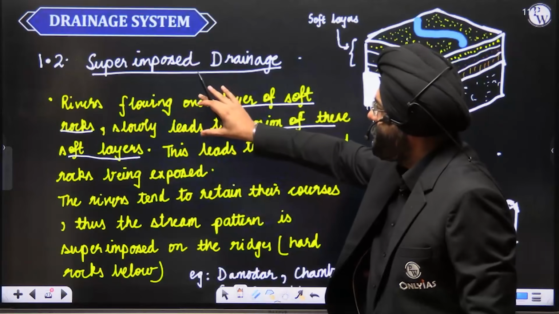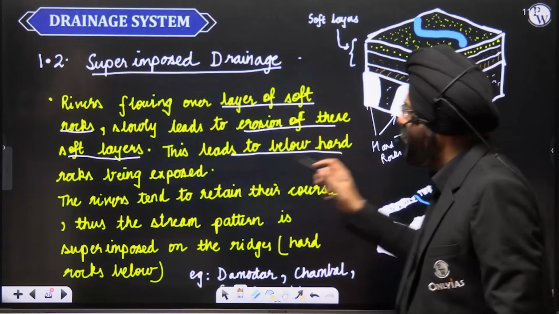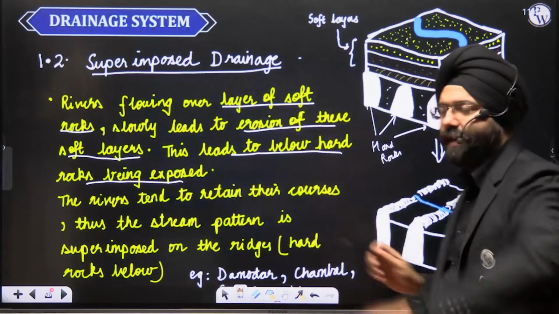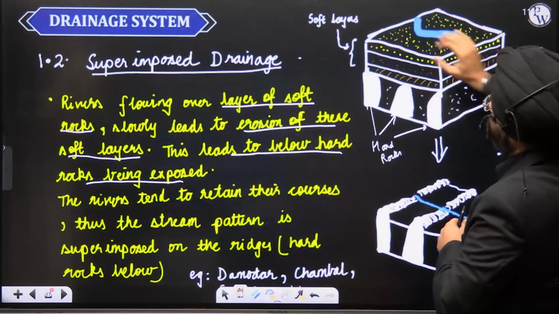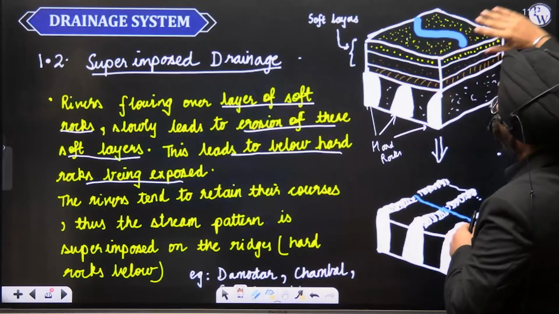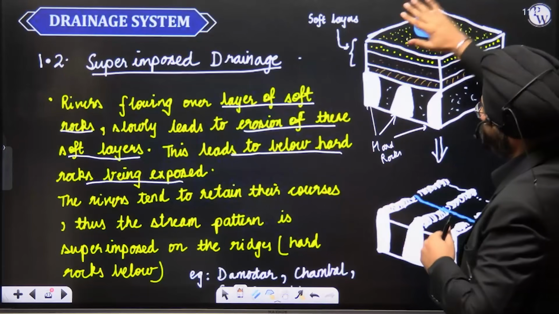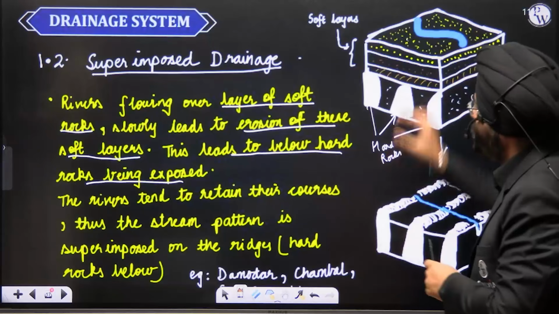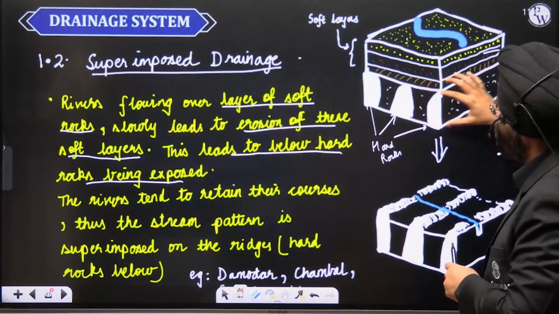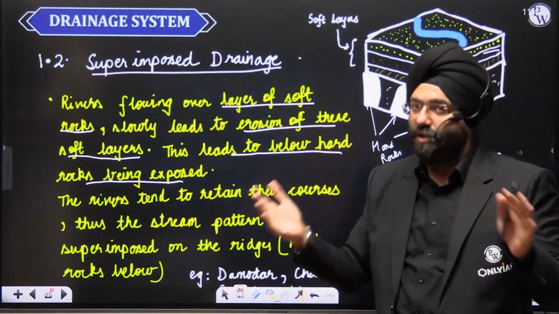So that means these soft layers will be eroded slowly. This leads to the hard rock below being exposed. Now understand something: due to erosion and the meandering activities, these layers are slowly eroded after, let us say, hundreds of years, whatever the time may be. Clear? Now what will happen? This leads to this hard rock surface, or this particular region, being exposed to the river because the upper softer layers have already been eroded.